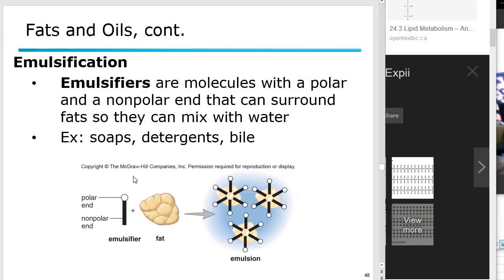One other thing to mention here is what are called emulsifiers. These are molecules that are polar and nonpolar, kind of like soap. If you have a greasy pan, the water's not going to react with the grease. But if you put in soap, the soap binds to the oil, and then the water binds to the soap, and you're able to wash it away. This becomes important when we try to digest fats later in the semester.